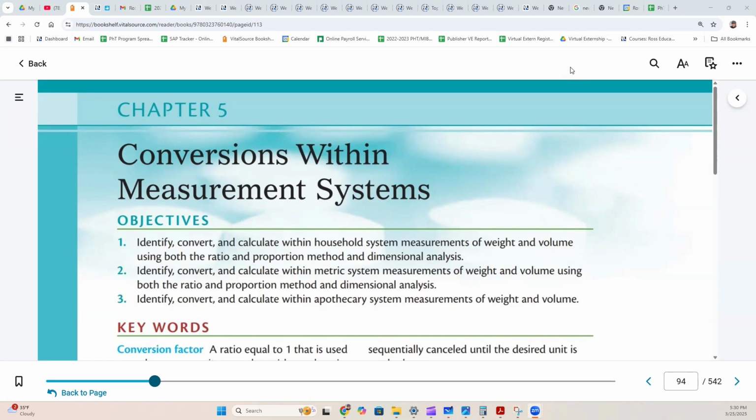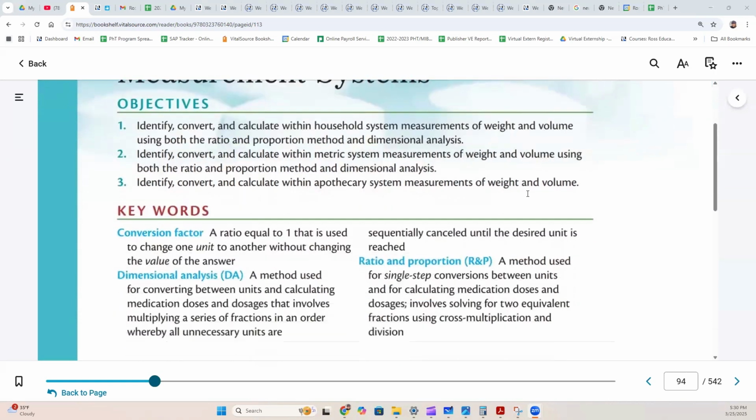Identify, convert, and calculate within metric system measurements of weight and volume using both the ratio and proportion method and dimensional analysis. Notice I didn't mention that before because I won't be showing any examples using dimensional analysis, but the book does have examples of it. Identify, convert, and calculate within apothecary system measurements of weight and volume. So we will cover these keywords throughout the chapter.